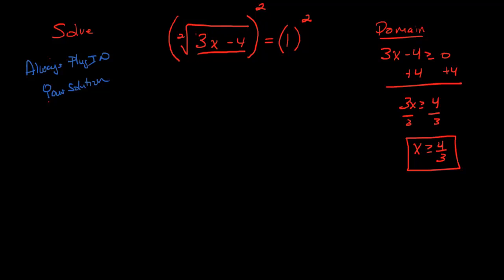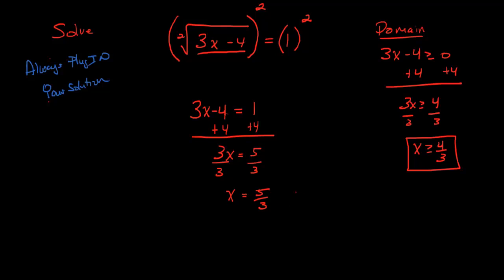So on our left side, the square root and the square cancel out, and we're left with our radicand, which is 3x minus 4. And that is going to be equal to 1 squared, which is just a value of 1. So by squaring the left side and the right side, we've eliminated that square root. And now we're going to add 4 on both sides. So we get 3x is equal to positive 5, and divide both sides by 3, and we get x equals 5/3.